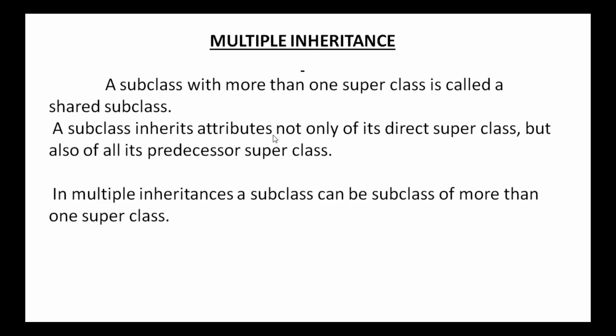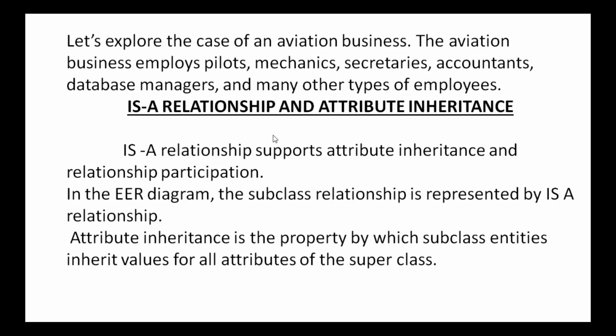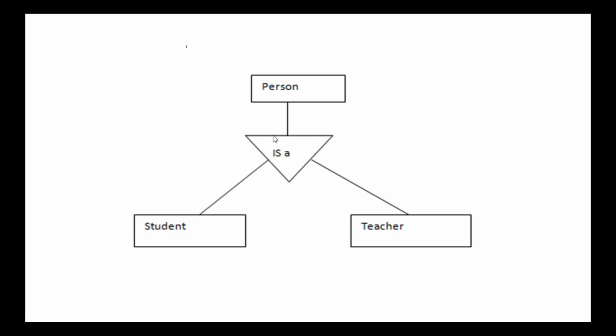Coming to the attribute inheritance also. Attribute inheritance means all the superclass attributes are inherited by the subclasses. Why? Because all the common characteristics are to be shared by the entity subtype. That is known as attribute inheritance.